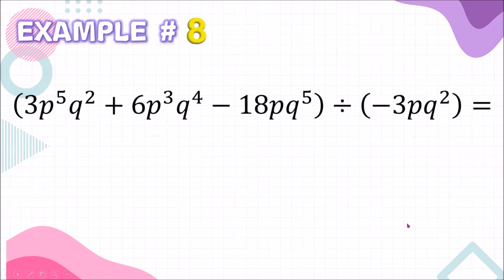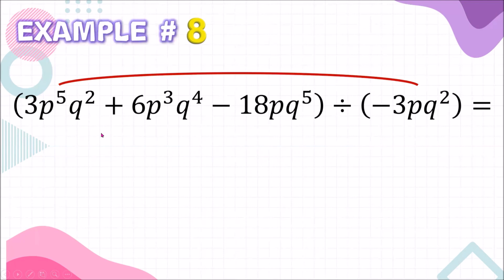3p to the 5th q squared plus 6p cubed q to the 4th minus 18p cubed q to the 5th divided by negative 3p cubed q squared. So we have here 3 divided by negative 3 is negative 1. So p to the 5th, and then p, 5 minus 1, we have 4. Q squared, so cancel out. So we have here negative p to the 4th. Again, no need to write the 1 here.